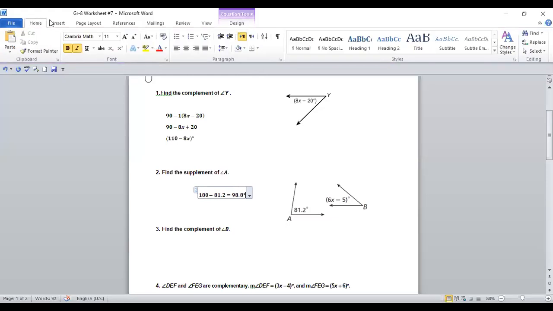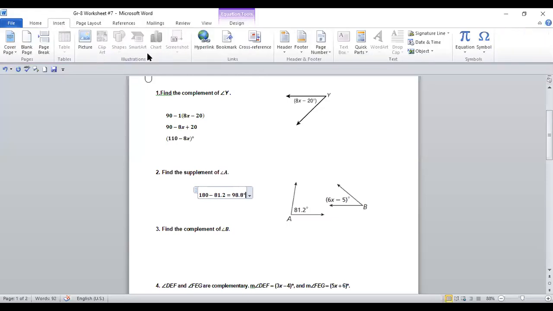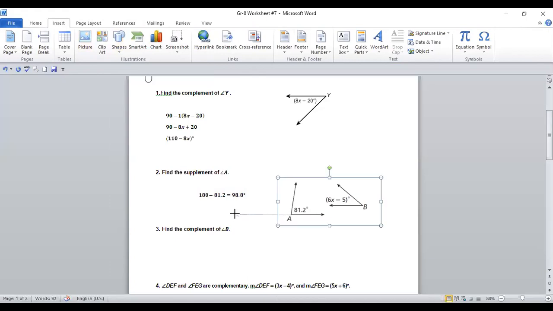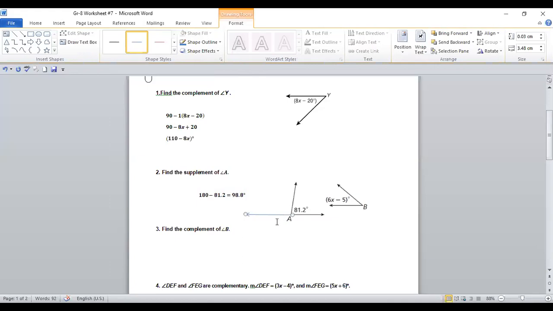Now supplement, as you know, let me just make it clear for you. Supplement is something which looks like this. Okay, so what they asked you to do is find the other part of the angle. That's all. They gave you one angle to be 81.8. You have to find the other angle. So let's move on to question number 3.